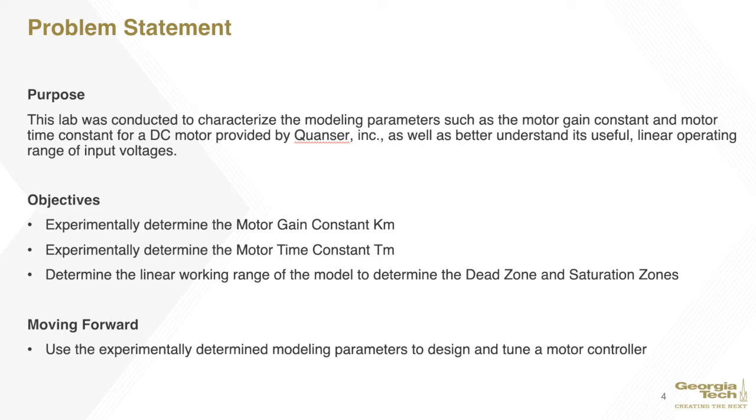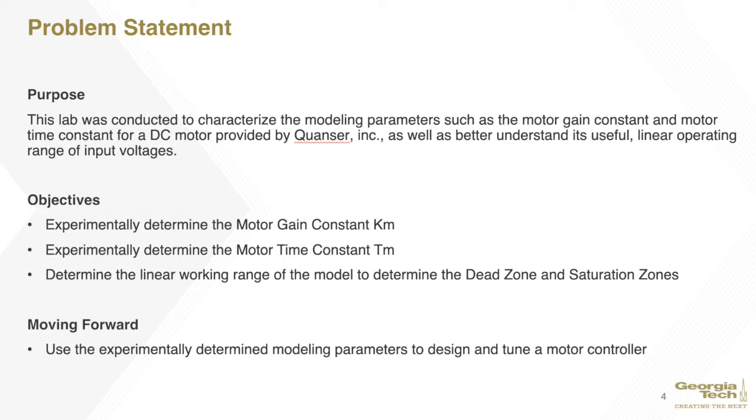The purpose of this lab was to characterize the modeling parameters, such as motor gain constant and motor time constant, for a DC motor provided by Quanser Incorporated, as well as look at the range of input voltages which elicit a linear response from the system. This leads us to three main objectives for the experiment.